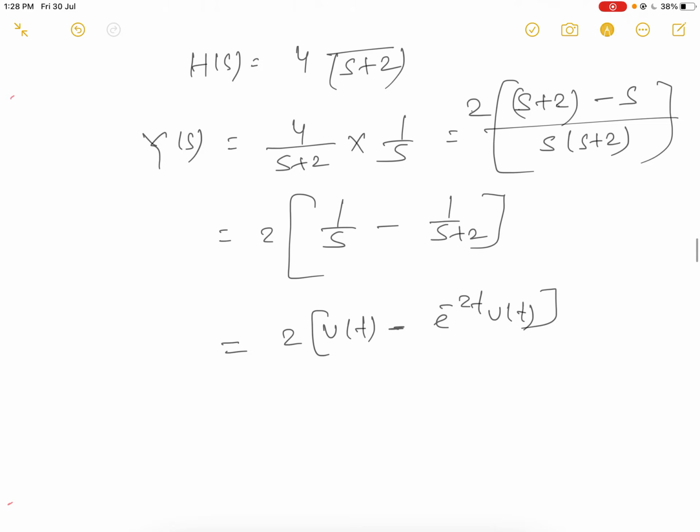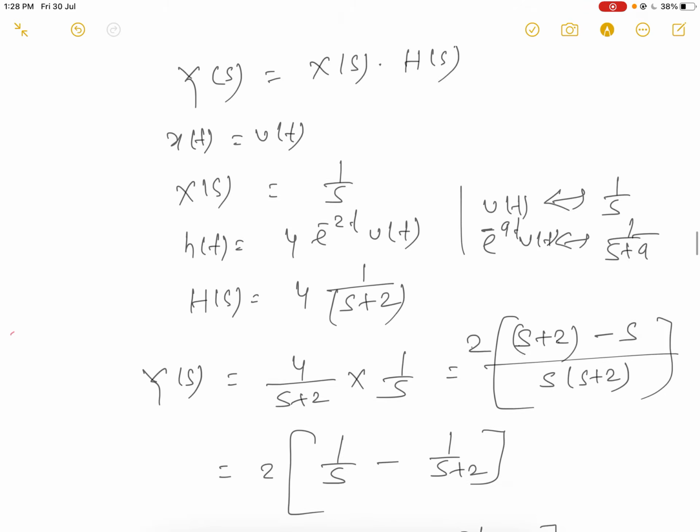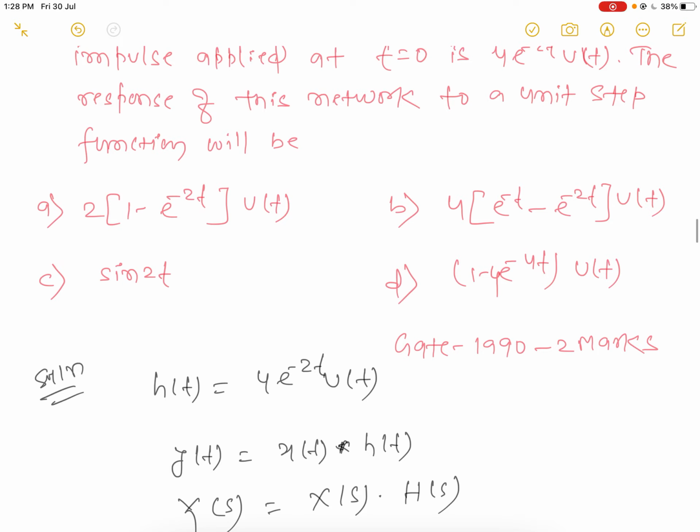So 2u(t)(1 minus e^(-2t)), this will be the answer. So take it, the right answer will be option A, matching with option A.